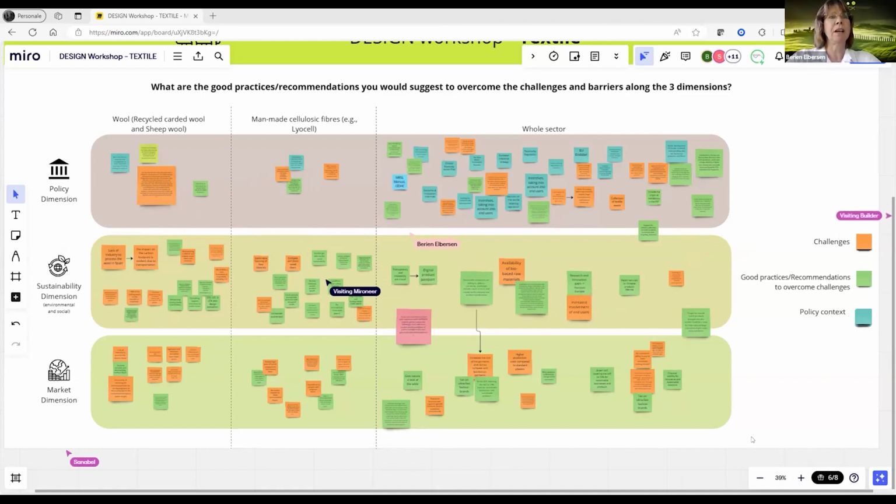Thanks, Tatiana. I see Stefan. I succeeded in finding the button for raising my hand. I fully agree with you and also with the other remarks. I've been working in spinning for a long time. It is in the middle of the chain.